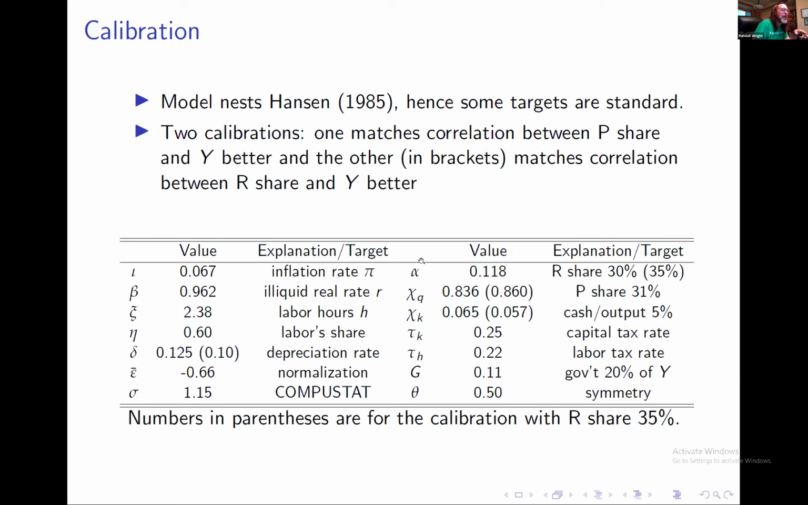If we want to match the P share, the correlation between it and output, we use one. The other one is slightly better at matching the R share and output. It doesn't matter too much for the outcomes, but we had this tension. We can't fit things perfectly in terms of calibration, so we do two versions. Both are close.